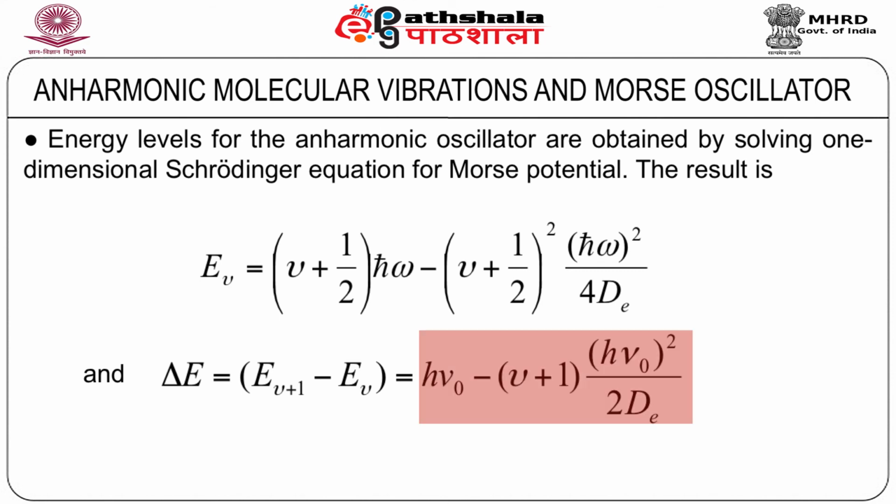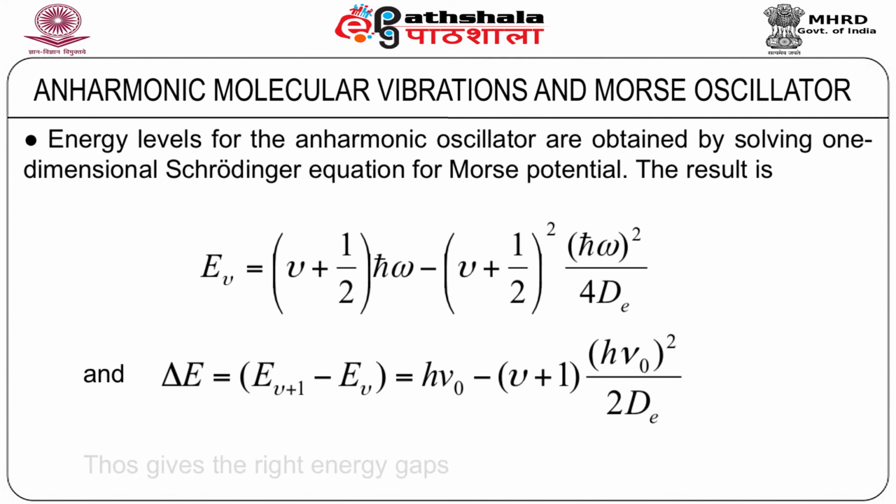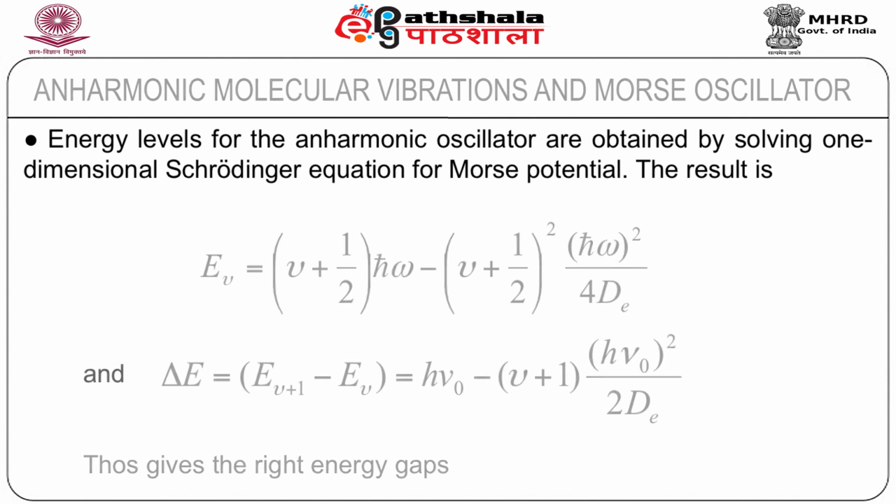So this means that if it were a simple harmonic oscillator, then the gap would always be h nu 0. But in the case of a Morse oscillator, the energy gap goes on decreasing and decreasing when you go to higher values of v. So this gives the right energy gaps.